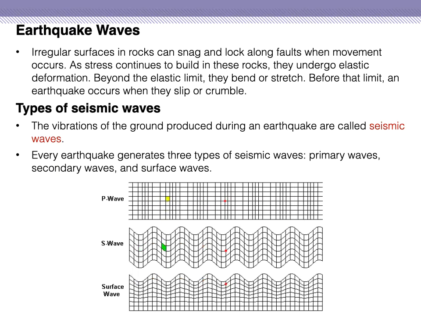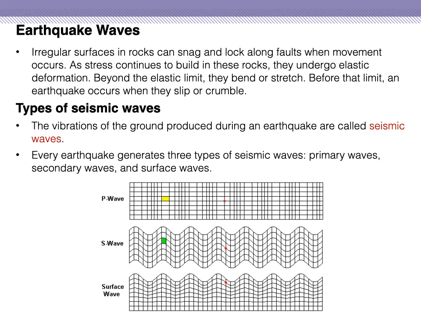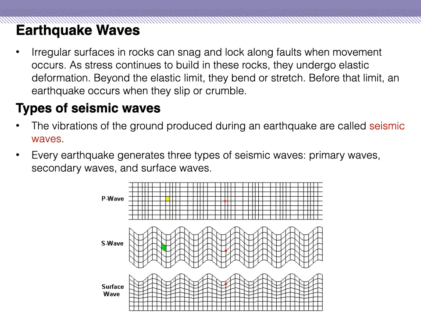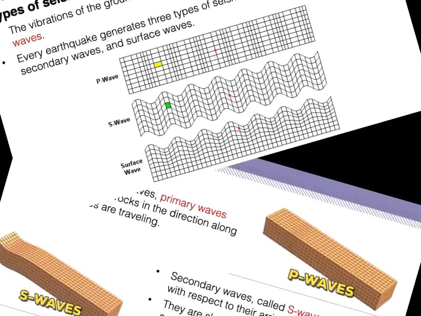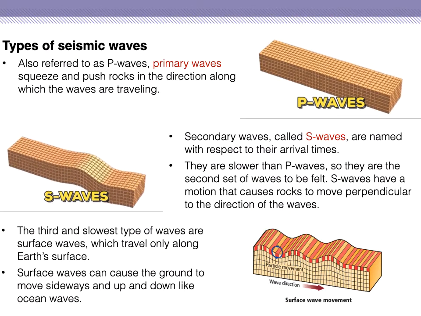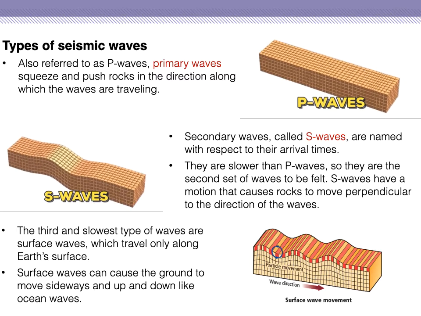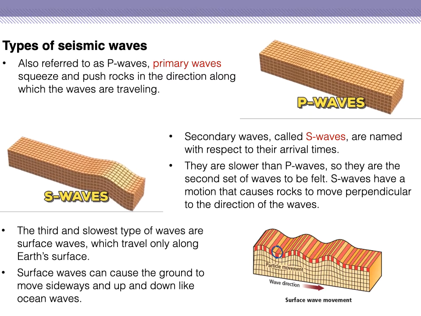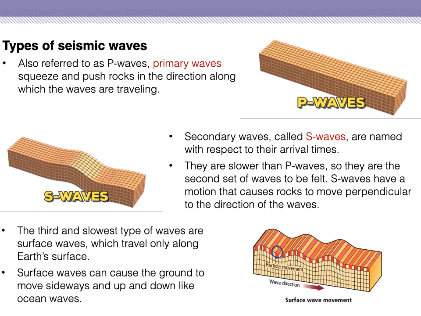Every earthquake generates three types of seismic waves: primary waves, which we call P waves, secondary waves, which we call S waves, and surface waves. The primary waves squeeze and push rocks in the direction along which the waves are traveling. Now notice it is just moving horizontally.